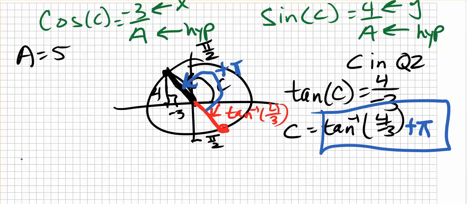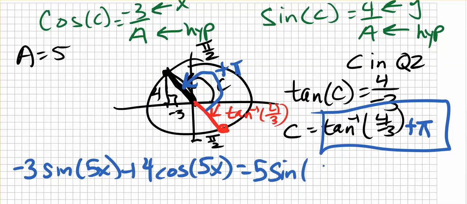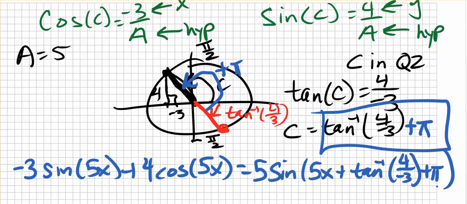So that means our negative 3 sine of 5x plus 4 cosine of 5x is equal to 5 times the sine of 5x plus the inverse tan of 4 over negative 3 plus pi. The only difference between this solution and the last solution is this shift, because we need the shift to get us into the second quadrant rather than the first quadrant.